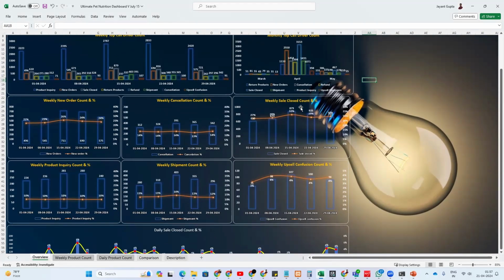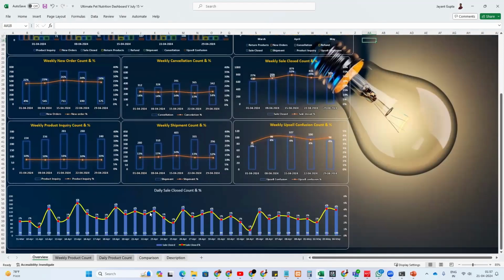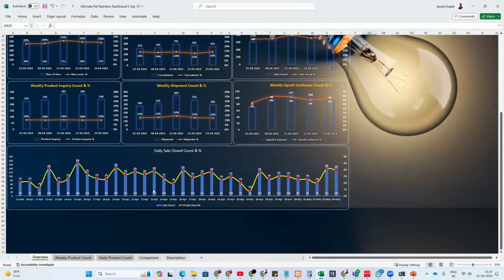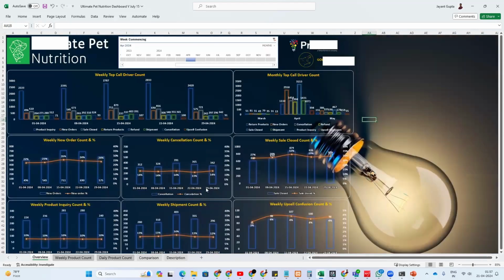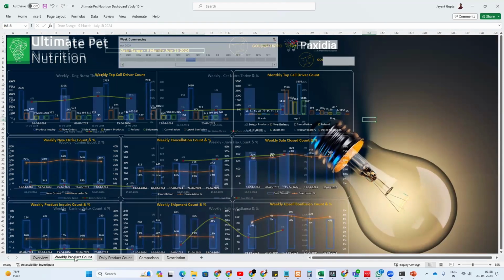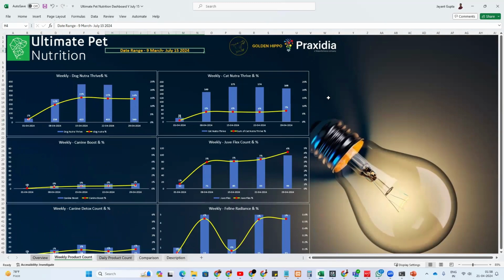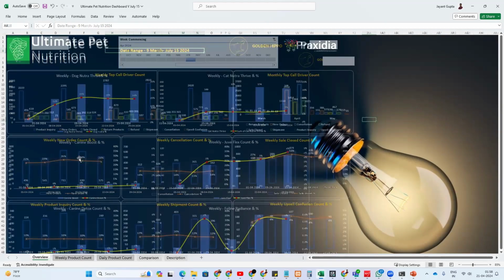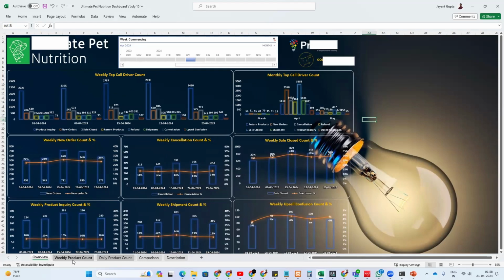We have the weekly cancellations, weekly sale closed, upsell confusion, shipment calls, product inquiry, and this is the daily sale closed counts. We have sale close and of course the percentage of sale closed in regards to the total amount in the month of April. Moving ahead, we have the weekly comparison. So yeah, these are weekly comparisons, of course, but we would also see product wise. This weekly comparison was for the top call drivers.